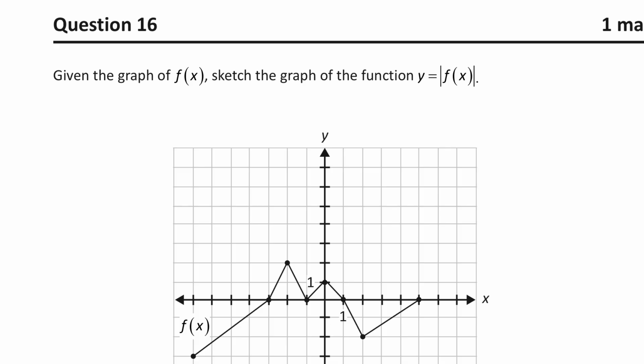16. Given the graph of f of x, sketch the graph of y equals absolute value. Ooh, this one's interesting here. We're looking for a transformation we don't often do. This is going to apply because it's outside of the brackets. It applies to the y values. And we want to take those y values and make them absolute. So if they're positive, they stay the same. But if they're negative, we need to make them positive.